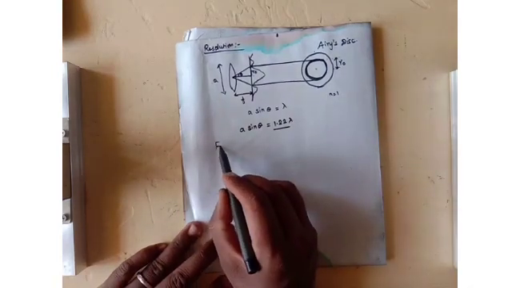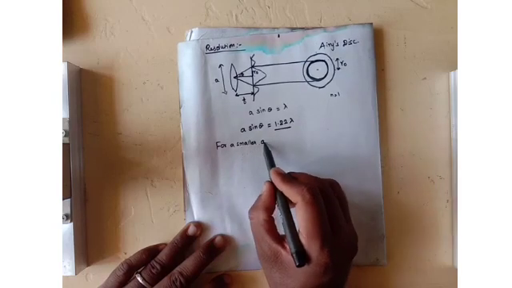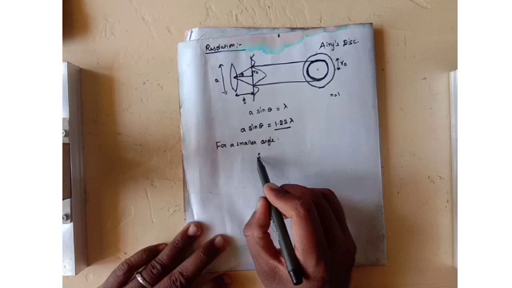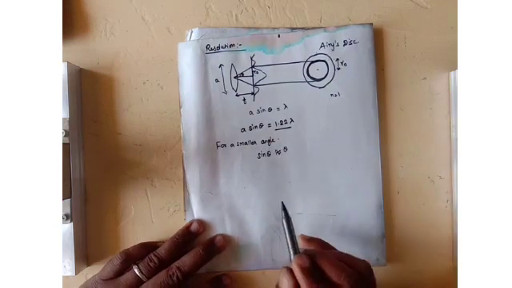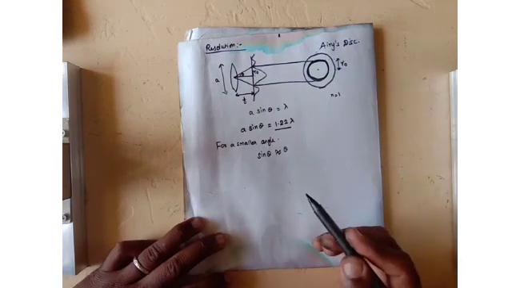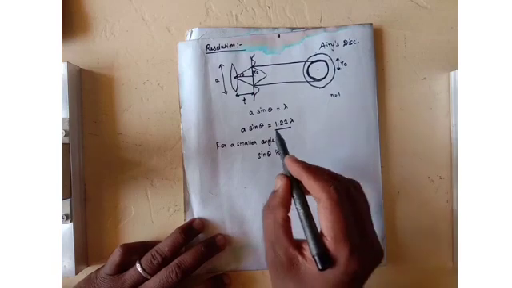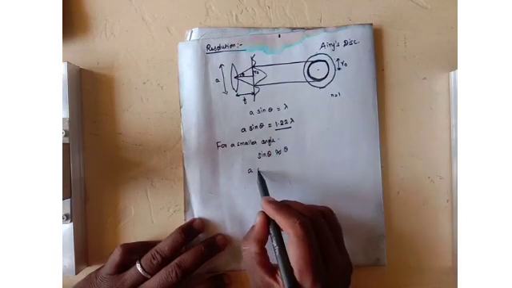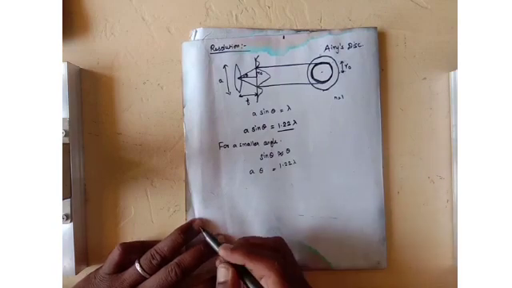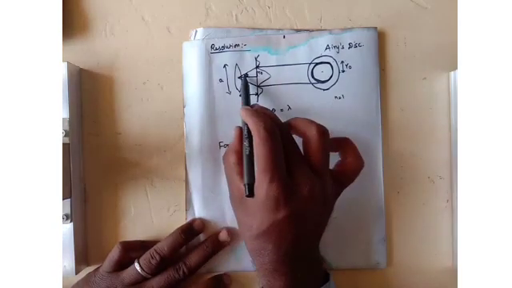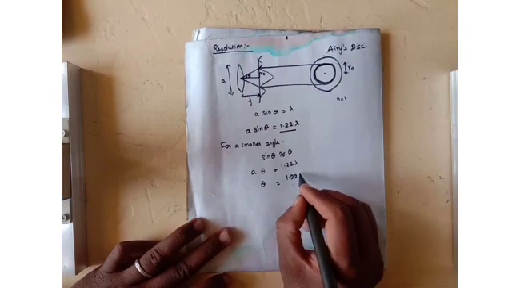For a small angle, we know that sin theta is approximately equal to theta. Substituting this in the equation, a theta is equal to 1.22 lambda. From this we can calculate the half angular spread, that is, theta is equal to 1.22 lambda divided by a.